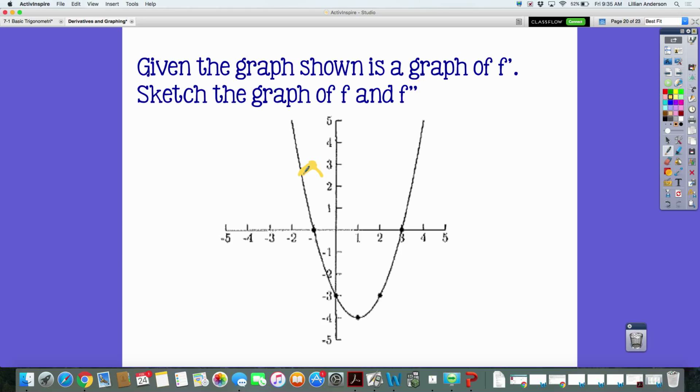Where's my min going to be? At 3, the other intercept, okay? I'm going to have a min there. All right? So I'm going to be increasing until -1, decreasing into 3, and then increasing afterwards. Because I was above the x-axis, I was positive on my derivative until -1. I was negative between -1 and 3, and then I was positive after 3. And that's the graph of our original function. Questions?